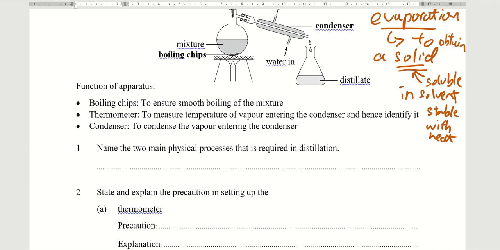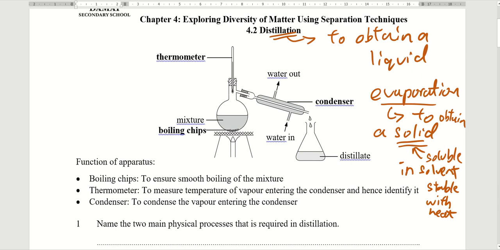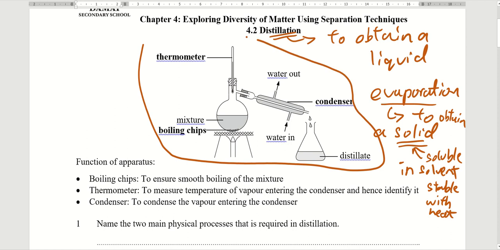So first up, when we talk about distillation, you have to know this particular diagram. Please memorize this diagram. It is very important. I say again, you must know this diagram very well, especially the intake and output valves of the condenser. Where is it supposed to be? Next up, you need to know this word distillate very well as well. Basically distillate is the liquid that you obtain from distillation.